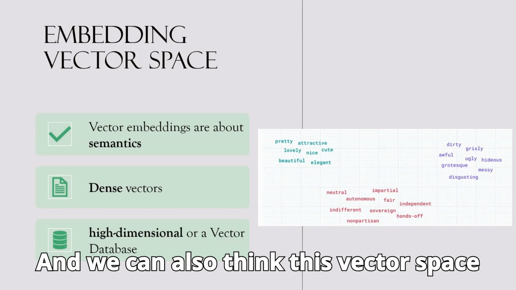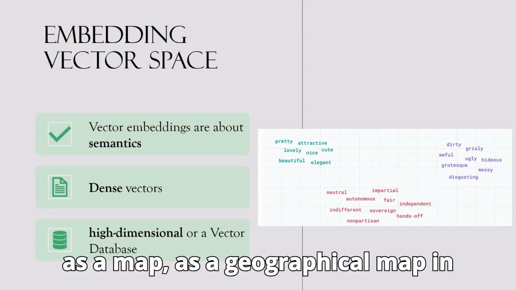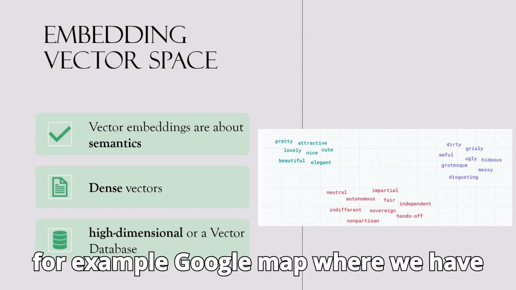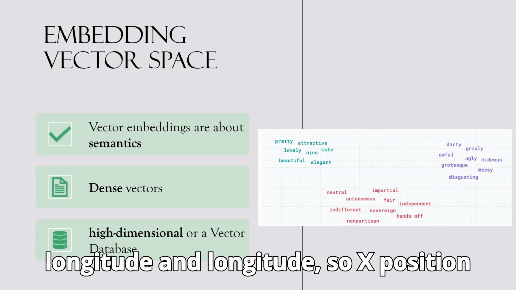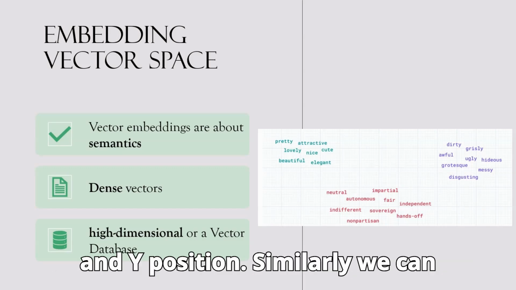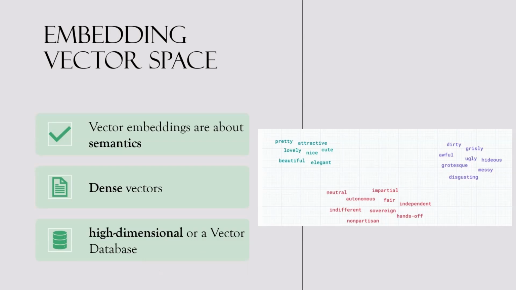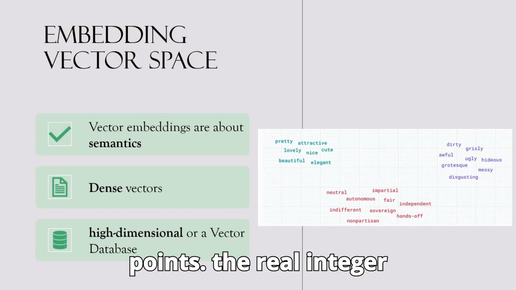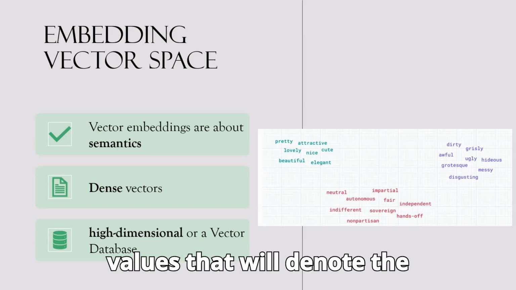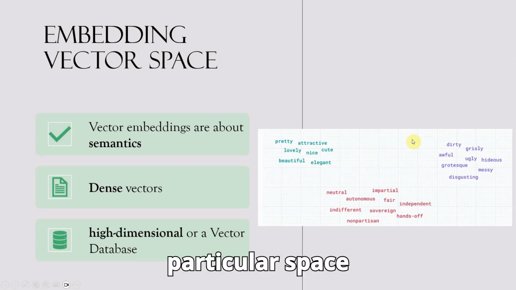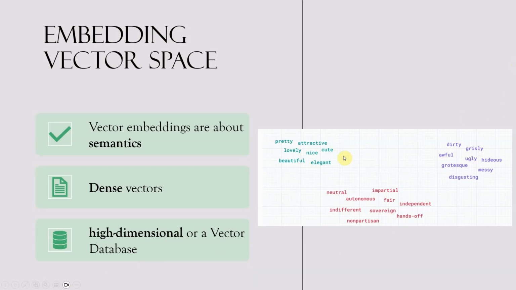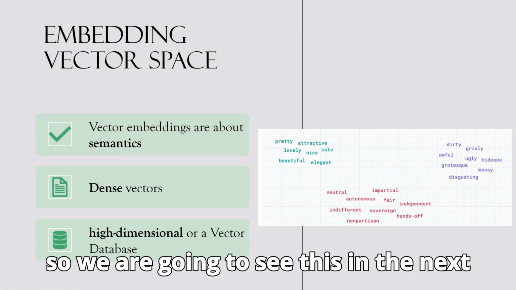And we can also think of this vector space as a map, like a geographical map, for example Google Maps, where we have longitude and latitude, so X position and Y position. Similarly, we can find the embedding points, the real integer values that denote the real position of a word in this particular space. We are going to see this in the next slide.